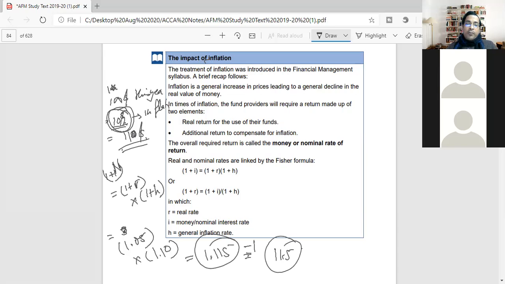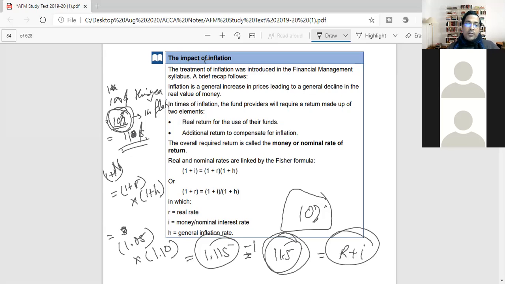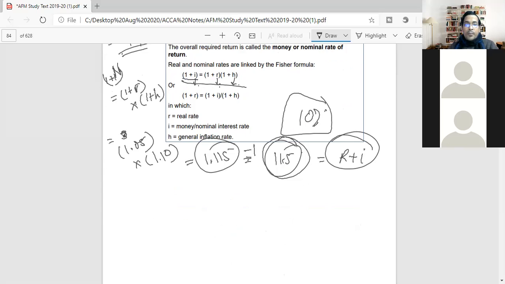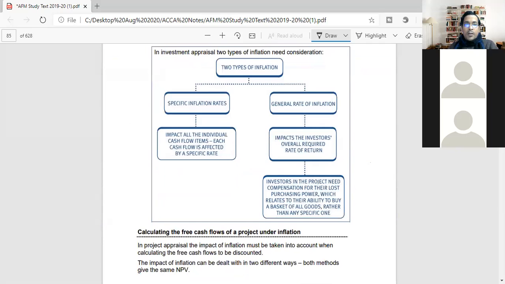So whenever you find any nominal growth, and whenever we talk about 10% growth in salary, 10% growth in the revenue, these are nominal. We need to adjust nominal for real and inflation. So that is the formula here. 1 plus I is nominal or money, what we generally talk about. R is the real, H is the inflation rate. We use it in the appraisal as well. Any questions so far?